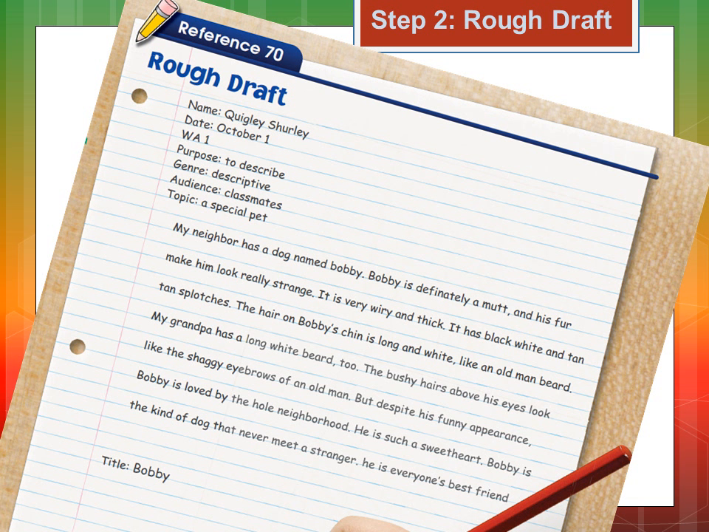Here is an example of a rough draft. Notice in the left-hand corner, Quigley has written his name, the date, the writing assignment number, the purpose, which is to describe, the genre, which is descriptive, the audience, and the topic. The topic happens to be a special pet. Here is what his rough draft sounds like.